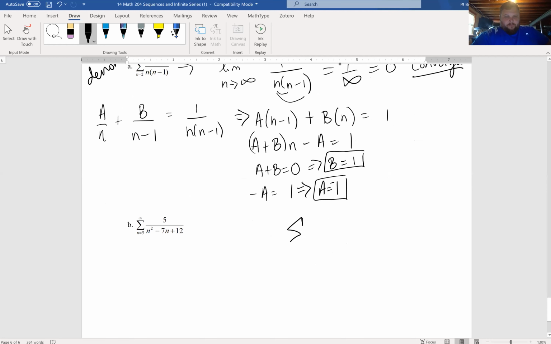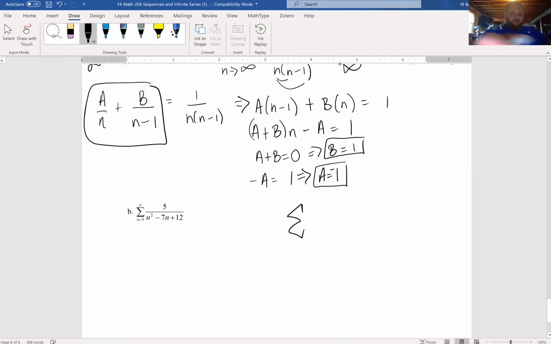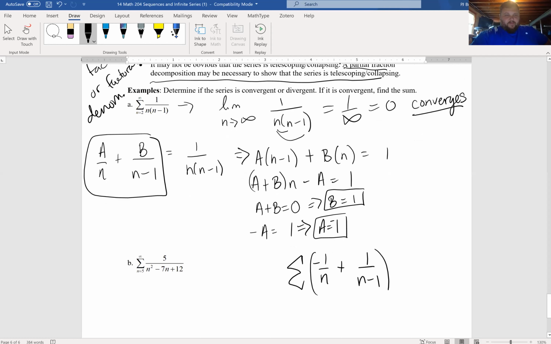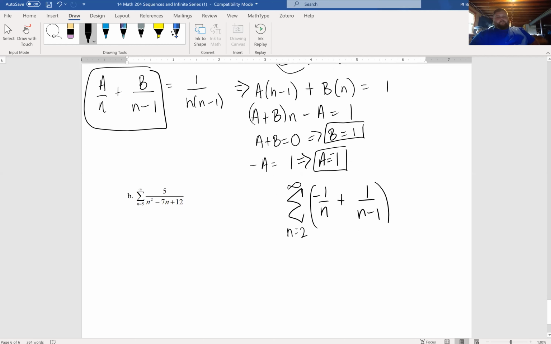So our sum, which before was 1 over n times n minus 1, can now be replaced by these two terms. So we'd have negative 1 over n plus 1 over n minus 1. And the sum runs from n equals 2 to infinity. So you've got to be careful and pay attention to that. So I know I did that decomposition quickly, but it is by no means a difficult one.